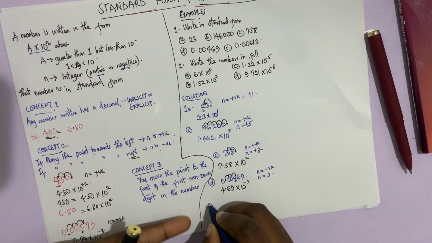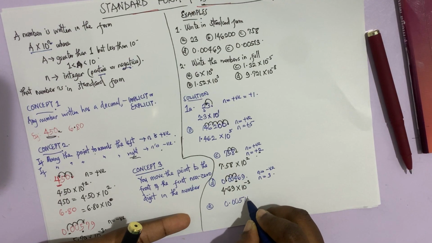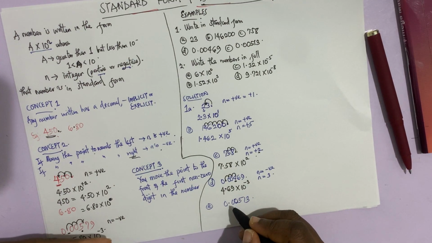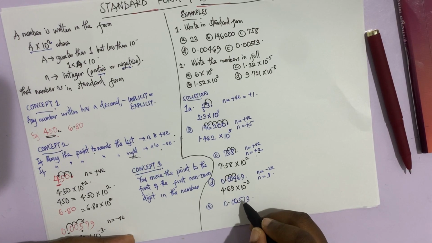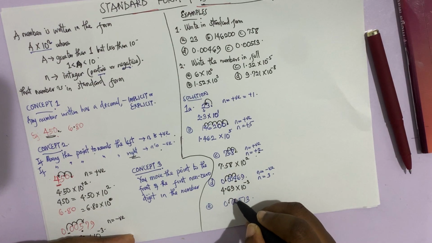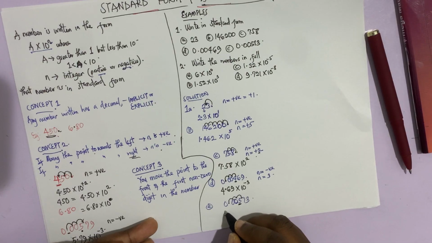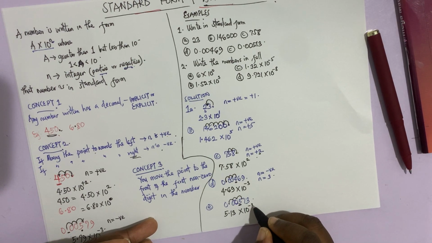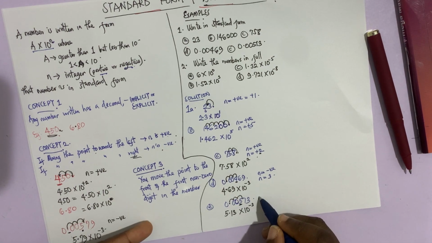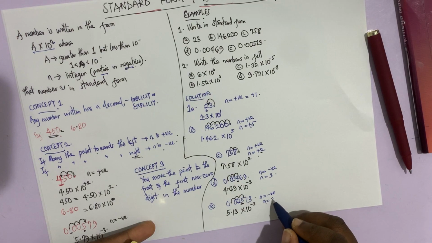And question E, 0.00513. We have an explicit decimal point, so we want to move it to the front of the first non-zero digit, which is 5. So we move it 1, 2, 3. So this becomes 5.13 times 10 raised to power minus 3. Minus because we are moving towards the right, and 3 because we moved 3 times.